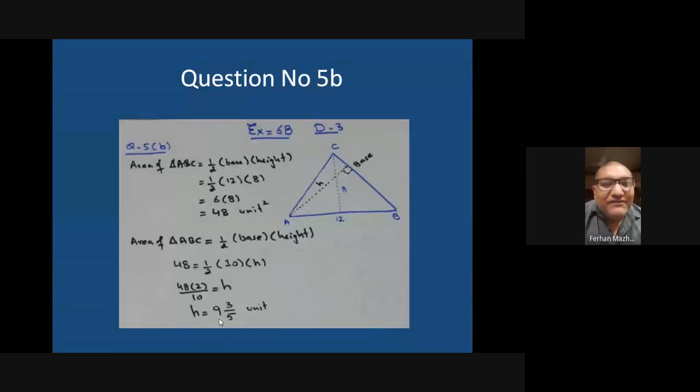This part is very important, especially when he wants the perpendicular from one vertex to another side. This is a very important and very famous question. It's frequently asked in the O levels exam.